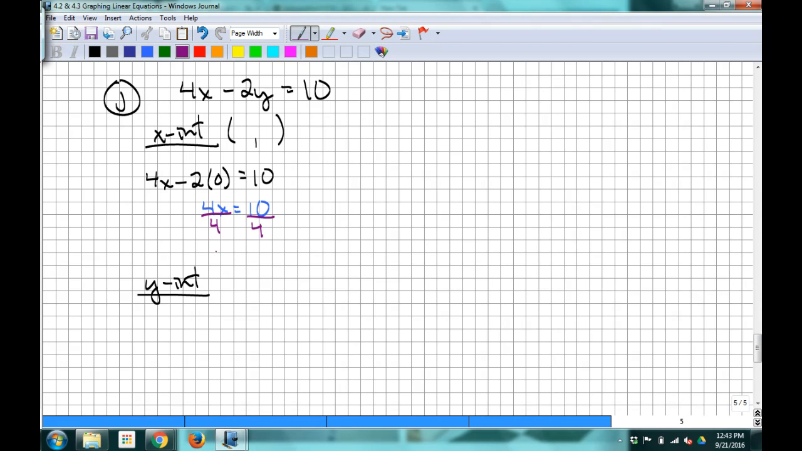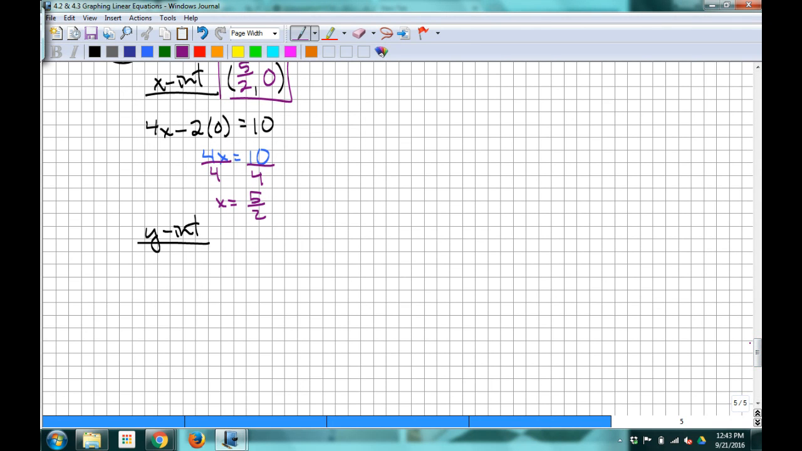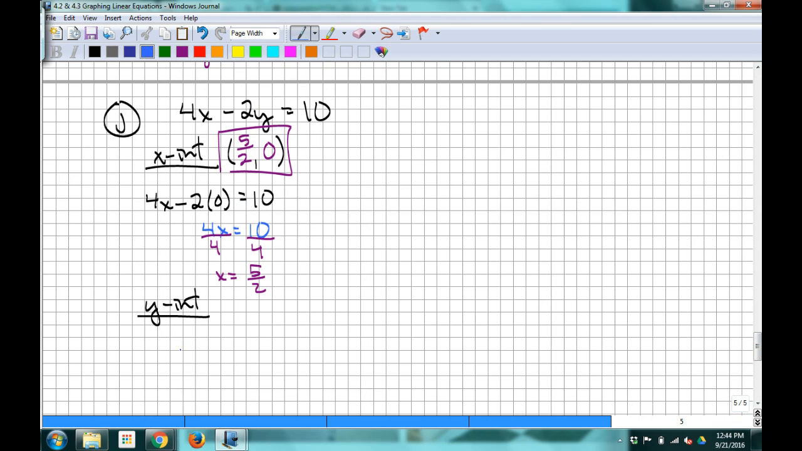Divide by 4. 5 over 2. We get a fraction. That's okay. That's still the x-intercept. How do I find a y-intercept? Put a 0 in for x. So 4 times 0 minus 2y equals 10. So that'd be negative 2y equals 10. What do you do to solve that? Divide by negative 2. Y is negative 5. So (0, negative 5) is the ordered pair for the y-intercept.